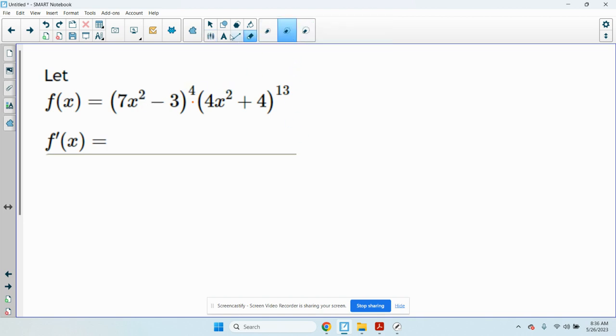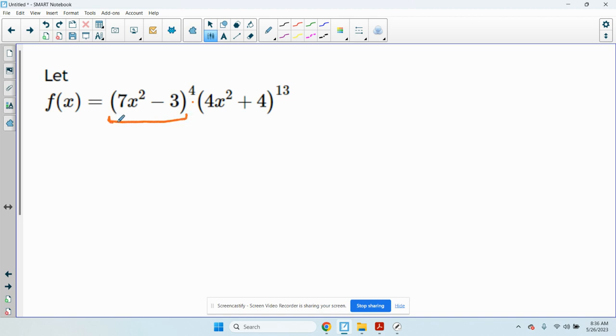So let me clear some space here. So this first term, we'll call this g of x. So let's find the derivative of g, and we'll call this h of x, and we'll find the derivative of h, because then I can just apply the product rule. It'll be the first, which is this thing, times the derivative of the second thing, which will be h prime, plus the second thing times the derivative of the first.